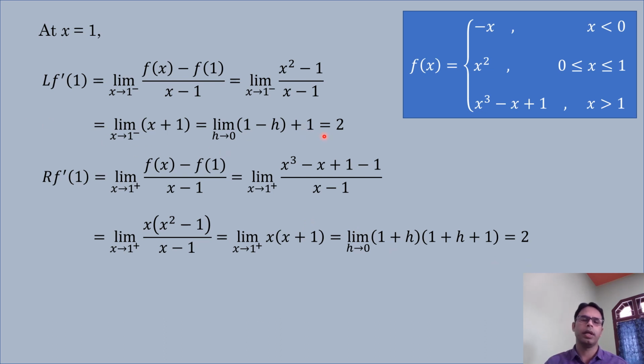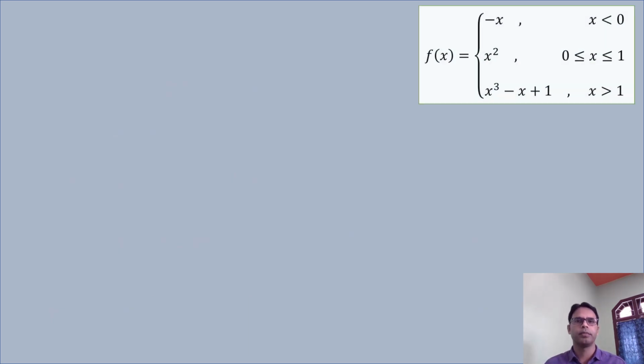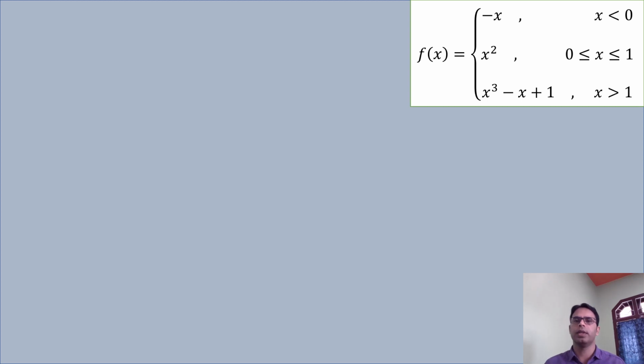Left hand limit is already 2. So they are equal, which means the function is differentiable. So Lf dash 1 is equal to Rf dash 1, therefore the function is differentiable at x is equal to 1. So you may see the graph of the function.